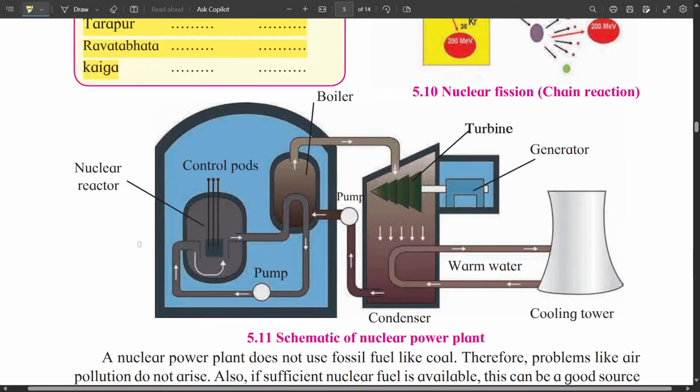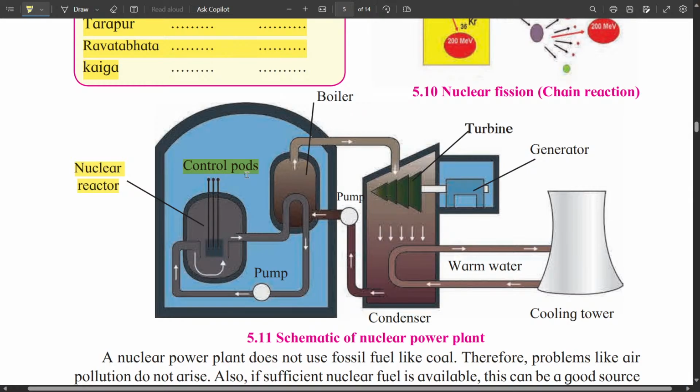The schematic of the nuclear power plant is as follows. Now you can see that one tower is missing here because there is no combustion of fuel involved in this. So a tower for releasing the gases and smoke is not there. Instead, there is a nuclear reactor. In this nuclear reactor, you can see the control rods which absorb excess neutrons and control their number. So the nuclear reaction is not uncontrollable.